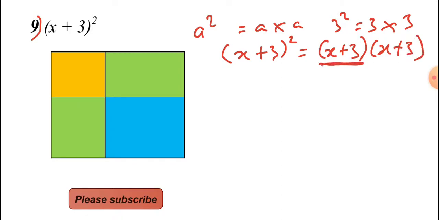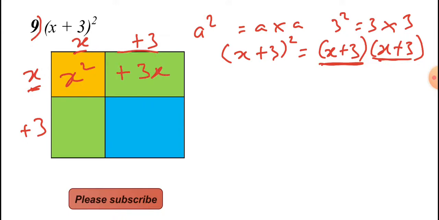So the terms inside the first bracket go on the top, x plus 3, and the terms in the second bracket will go here, x plus 3. So whenever you have x plus 3 squared, this is how you address this. So x times x is x squared, x times plus 3 is plus 3x, and then here 3 times x is plus 3x, and then here plus 3 times plus 3 is plus 9.